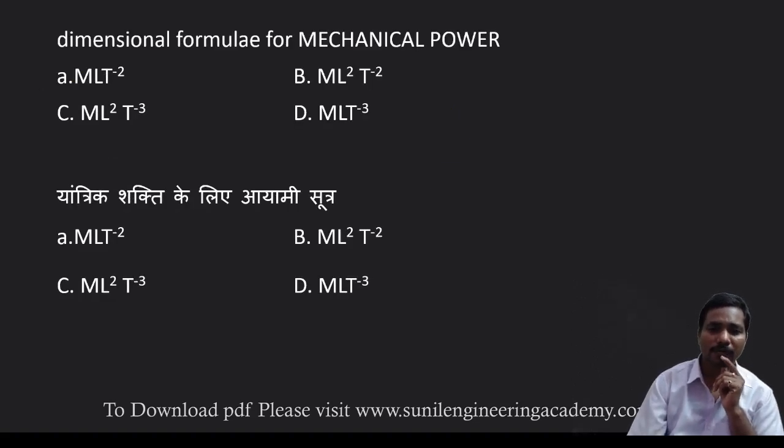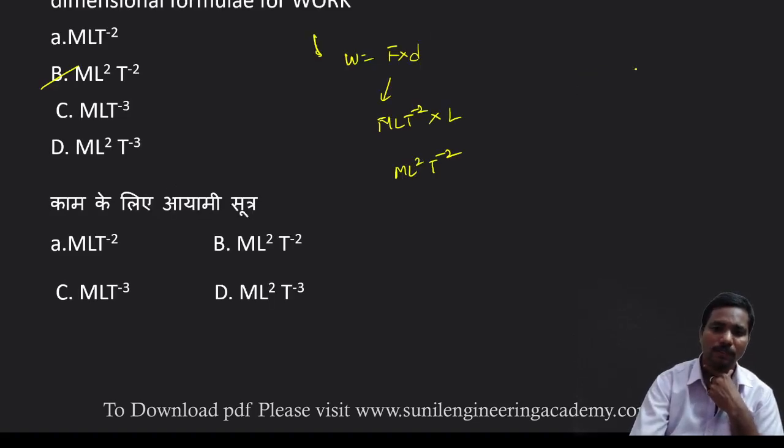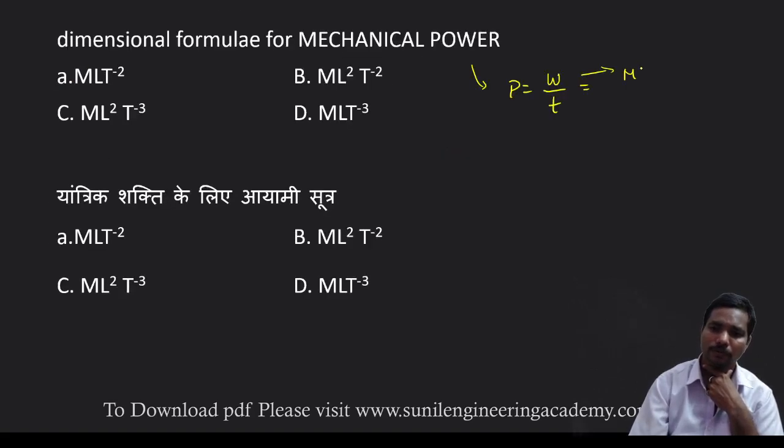Dimensional formula for mechanical power. Power is equal to work by time. Work is M L square T power minus 2, divided by T, so M L square T power minus 3. The answer is option C.